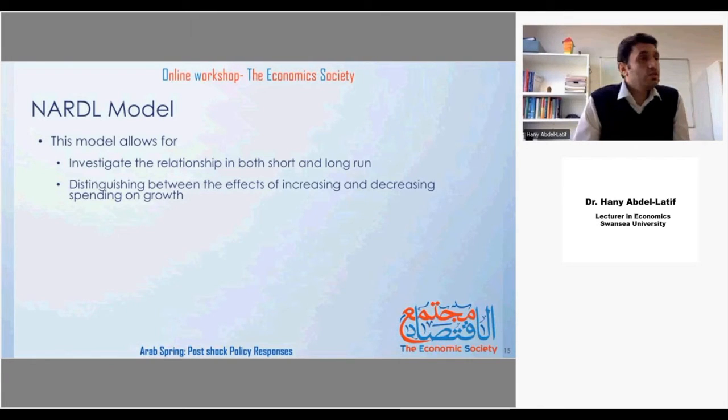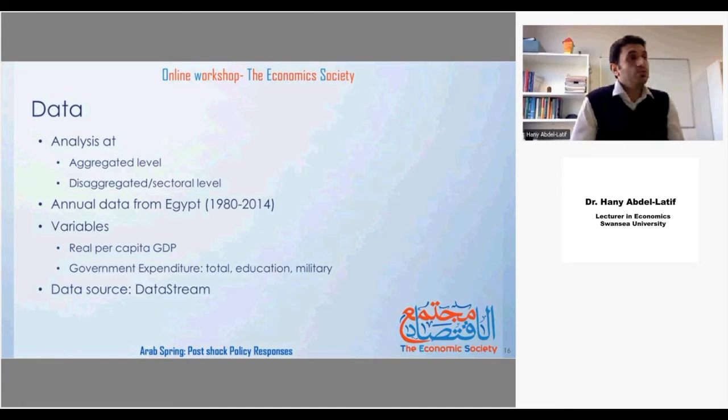So let me take you to the data set we use. We did the analysis at both the aggregated level and the disaggregated level. So we looked at government expenditure as a whole, in total, and also at spending on different sectors. The data we use is annual data. Unfortunately, we didn't have the luxury of a longer data set. So the data we had is from 1980 to 2014, annual data, so a very short sample. And actually, this is one of the benefits of using the NARDL model: it performs well in small samples.